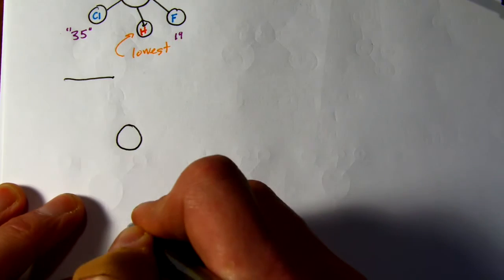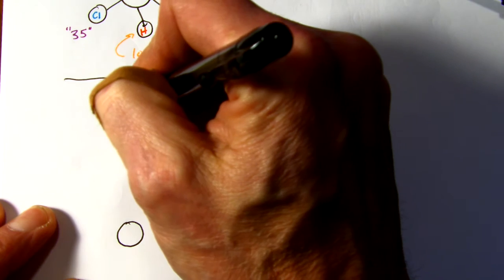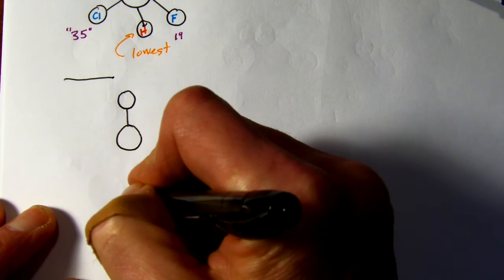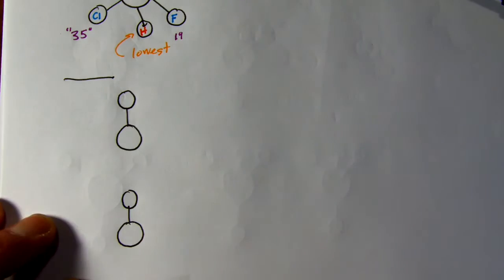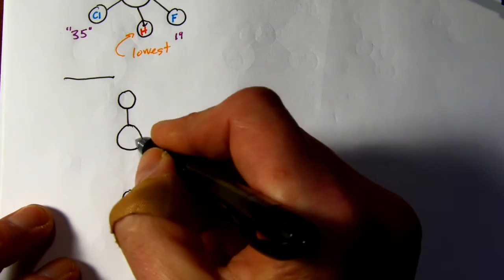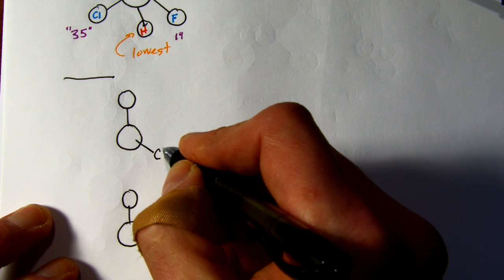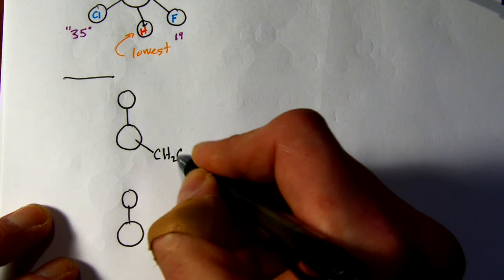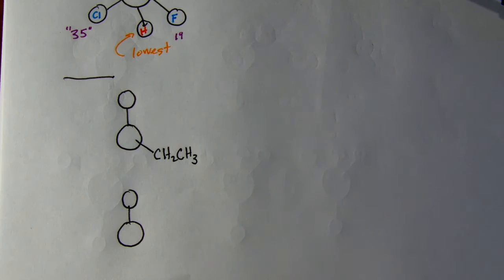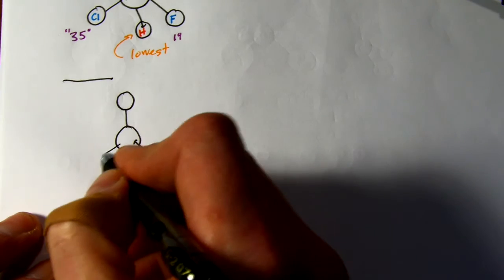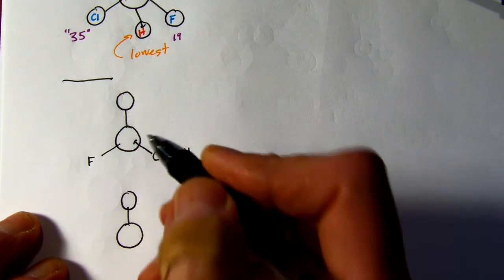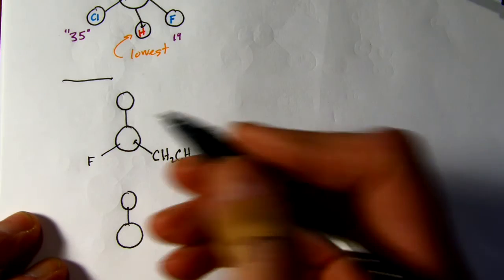So let's draw our two carbons here. These are our central carbons. And again, we'll draw the hydrogens in the back in a minute, but let's hold off on that for a second. Let's now call this one CH2CH3. So we're going to put a methyl group, or an ethyl group rather. So that one comes out at you. And then this time we'll put a fluorine over here. Nope. Let's not do that.